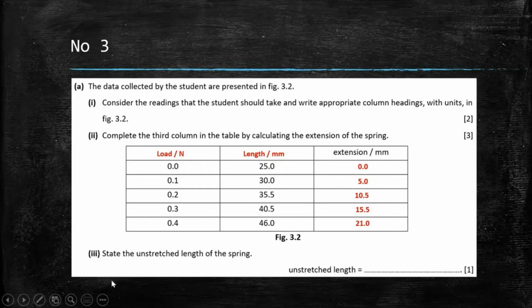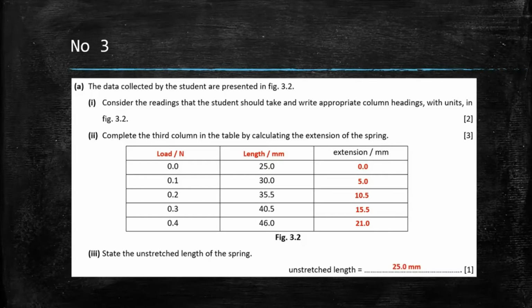Question 3a iii. State the unstretched length of the spring. The unstretched length equals the initial length. The initial length here is 25 mm. Therefore, the unstretched length is also 25 mm.